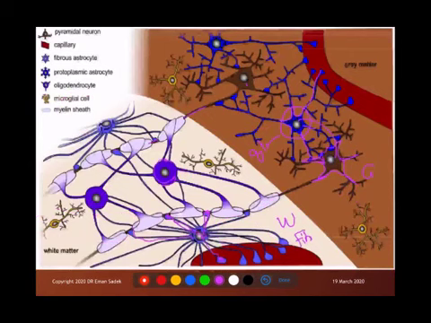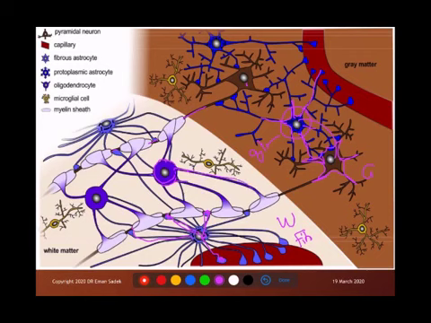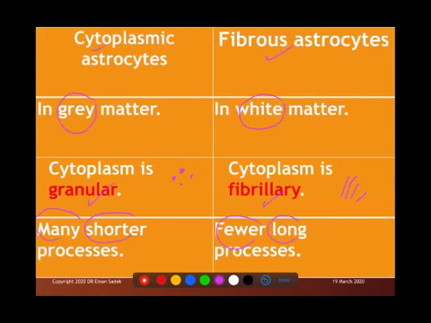Here is our cytoplasmic astrocyte. We find here many processes, but actually they are short. But here we have few processes but they are very long. Look how long this process is, very long. So the fibrous astrocytes have few processes but long. On the contrary, the cytoplasmic ones have many processes and short.